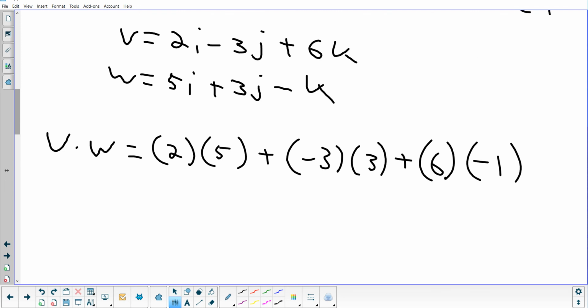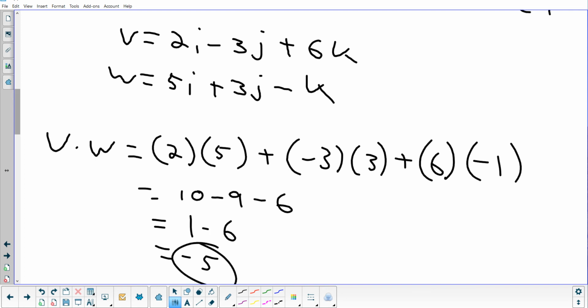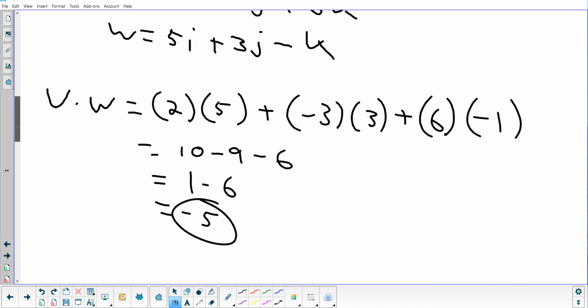All right, so Casey, 2 times 5 gives me how much? 10. And Eli, -3 times 3? -9. And Francesca, 6 times -1? -6. 10 minus 9 is 1. 1 minus 6 gives you a dot product of -5. And that's doing a dot product in 3D.